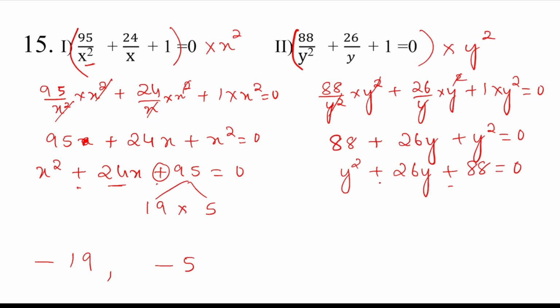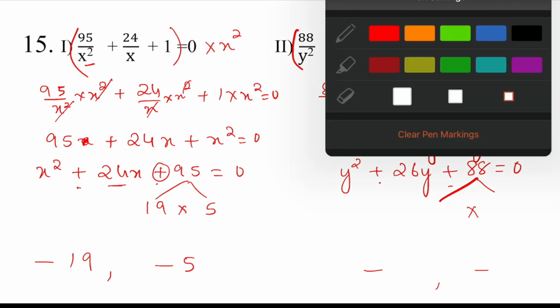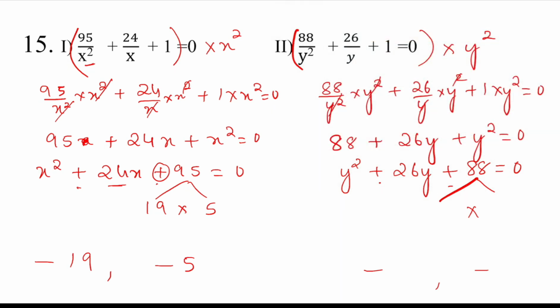So plus plus means you will have roots as always minus minus, and 88 can be written as 11 into 8, but if you add 11 and 8, you will not get 26, isn't it? So you want other roots. So we will see some other factors. We can write 88 as 22 into 4, yes, and 22 plus 4 will give us 26. So our roots are minus 22 and minus 4.